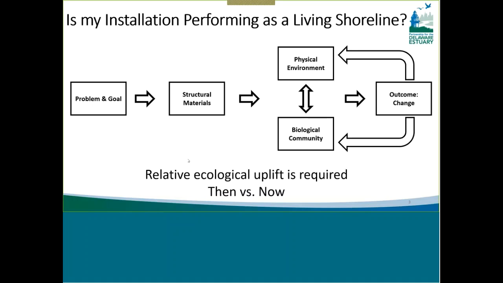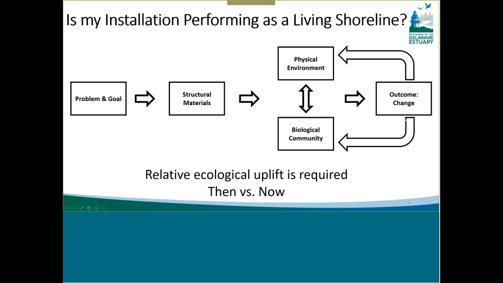So really what this simple model shows you is how we move through this process. We've got this problem, and because we have identified a problem, we have an associated goal in the first step. And then we're going to take some structural materials and put them down. Living shorelines are not natural. They are engineered processes that contain a lot of natural material. Those materials are going to interact with the physical environment and the biological community, which are going to feed back to each other and change this physical state as well as the biological state, which is going to feed back to each other again and provide a bunch of different outcomes and changes.